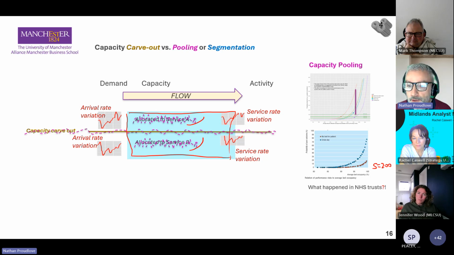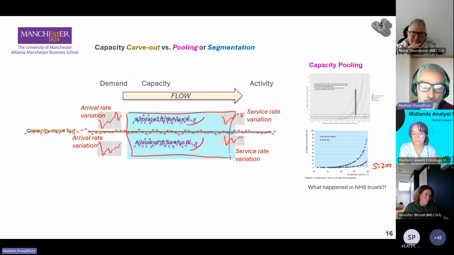So you have to be careful thinking about pooling. What's that going to do? How's it going to be managed? How will people react? The maths tells us it'd be great, but of course these are human systems we're working with.